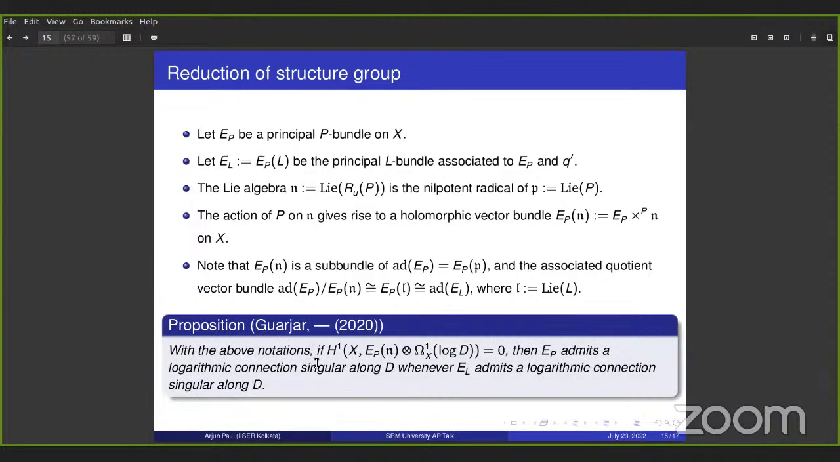Now, this is joint work with Sudarshan Gurjar. In the paper, we have proved that with the above notation, if H1 of X, EPN tensor with Omega 1 X log D is equal to 0, then EP admits a logarithmic connection singular along D whenever EL admits a logarithmic connection singular along D. Okay.